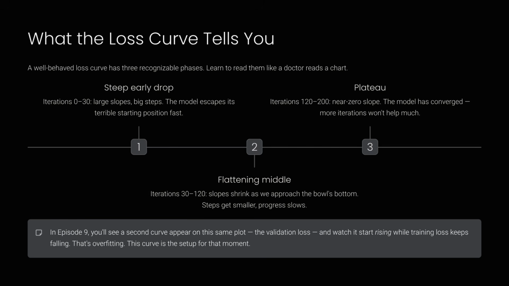A well-behaved loss curve has 3 phases: a steep drop, a flattening middle, and a plateau. Learning to read these phases is like a doctor reading a chart. Soon, we'll watch a second curve appear, signaling when our model starts overfitting.